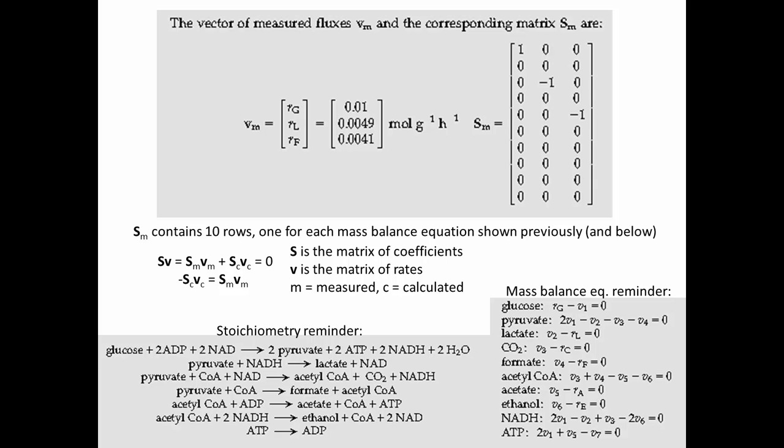So we can do that vector math. We can separate our vectors. We have our vector of measured fluxes right here, which includes our RG, our RL, and our RF here, and there's the numbers. And then our stoichiometric coefficient matrix SM here. So we have those. Of course, we have our SC, our negative SC. So essentially what we will do is be able to solve for VC, because we can invert SC, and then we are pretty much done.